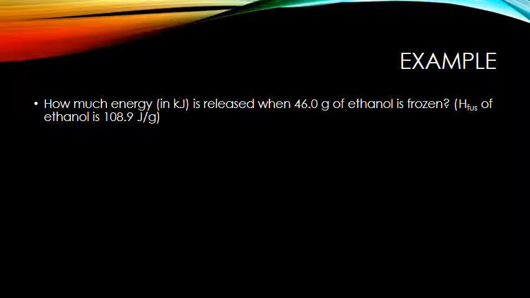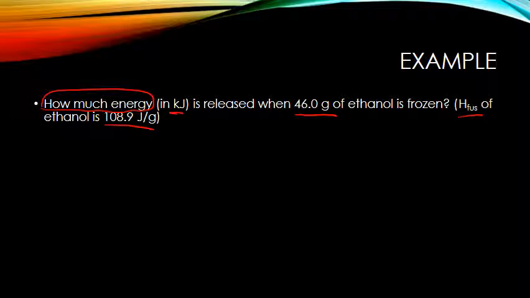All right, we're going to take a look at another example. So it says how much energy, so we're looking for energy in kilojoules, so we're going to pay attention to that part, is released when 46.0 grams of ethanol is frozen. We have the heat of fusion of ethanol is 108.9 joules per gram. So it does ask for our answer in a different unit, so we can take care of that at the end. We want to get our joules into kilojoules, a little bit different. But we're going to have the same approach.